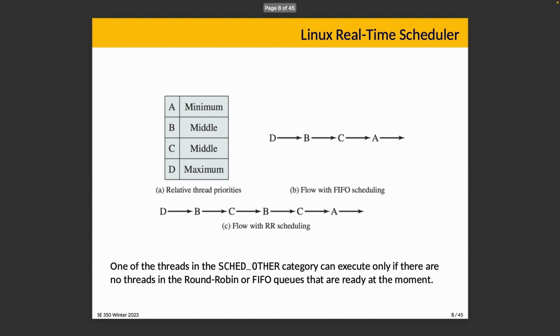So the difference between these is shown in this diagram. We have relative thread priorities. Instead of assigning numbers to them, they're just minimum, middle, and maximum, where B and C are equal. And with first in, first out scheduling, we'll do the thing that is the highest priority first.